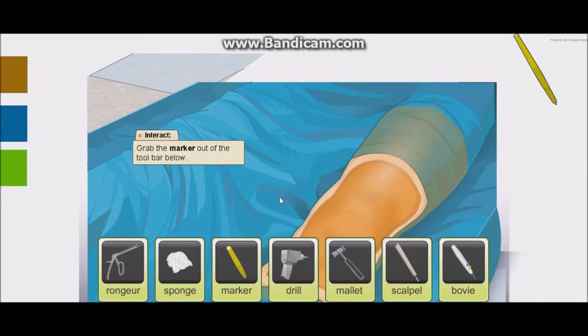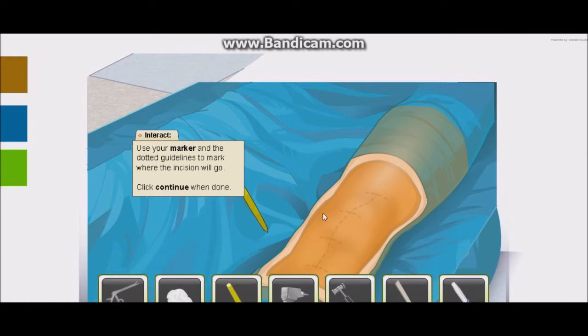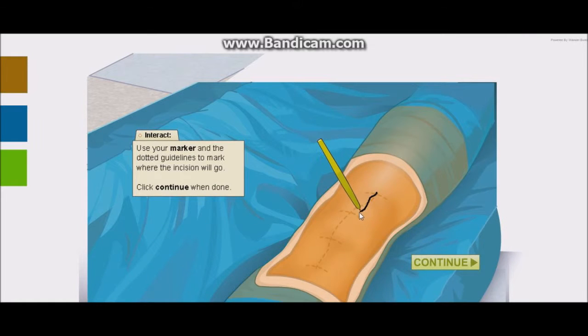Use the sterile marker to draw the location for our incision, and don't forget to mark the perpendicular lines too. Typically, the incision line is 6 to 7 inches long.